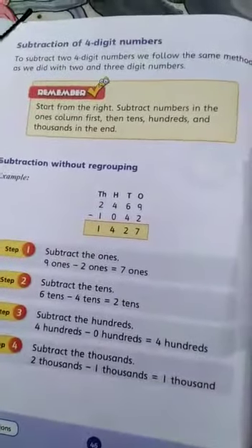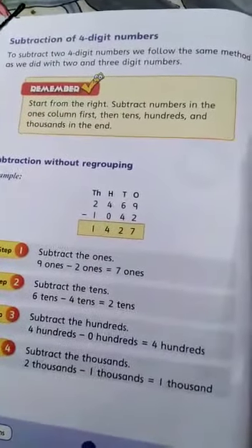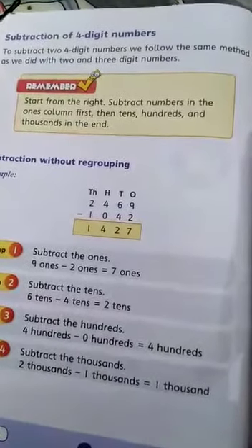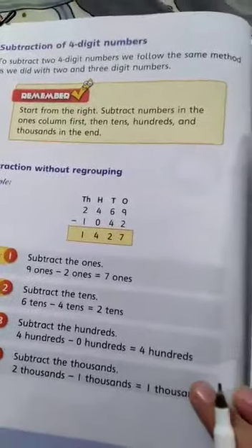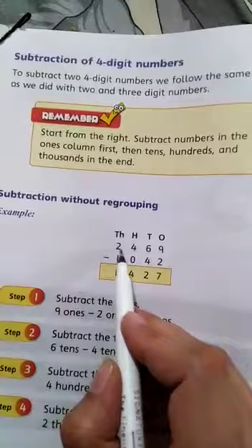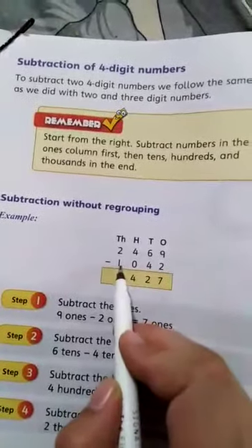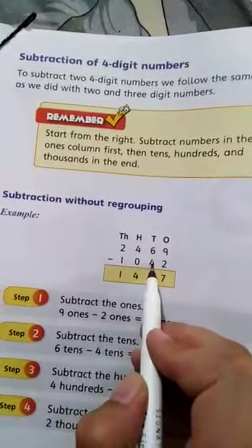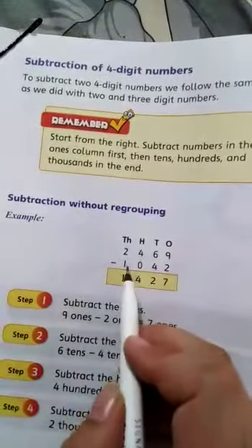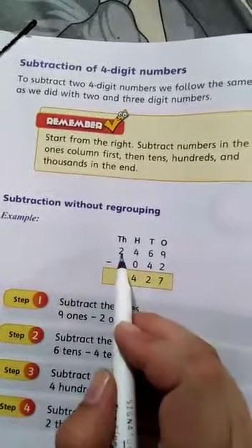Here in the book you see that they are saying that starting from the right, subtract the number in the ones column first, then the tens, then 100, then 1000. Here they are giving us two 4 digit numbers. One is 2469 and the second number is 1042. You have to subtract 1042 from 2469.